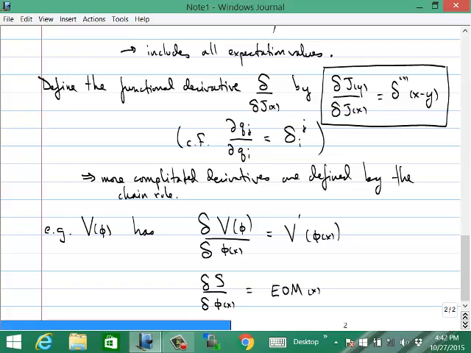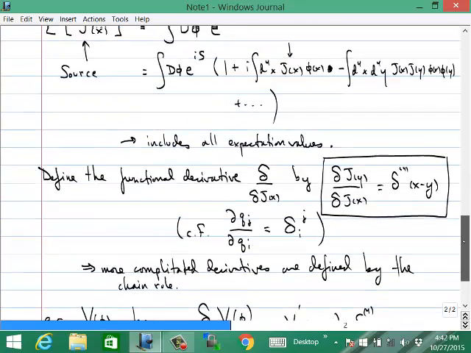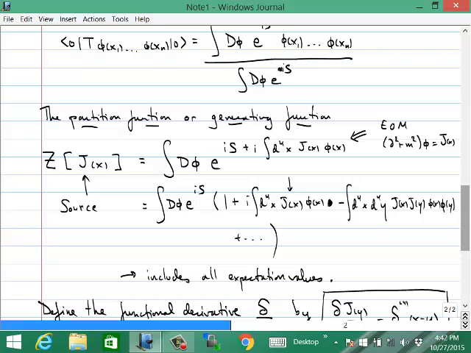Actually, I suppose I was a little glib here. There should be a phi of y and a delta 4 of x minus y. Sorry about that. Good. Any questions? Yes. Oh, I'm sorry, minus a half. Thank you. Good. Excellent.